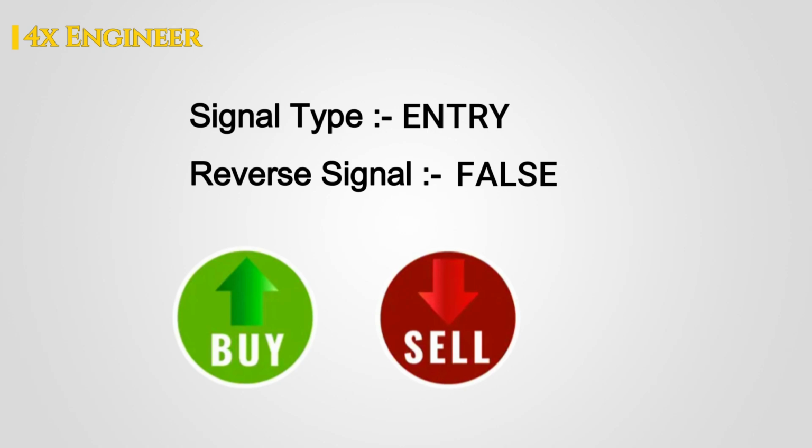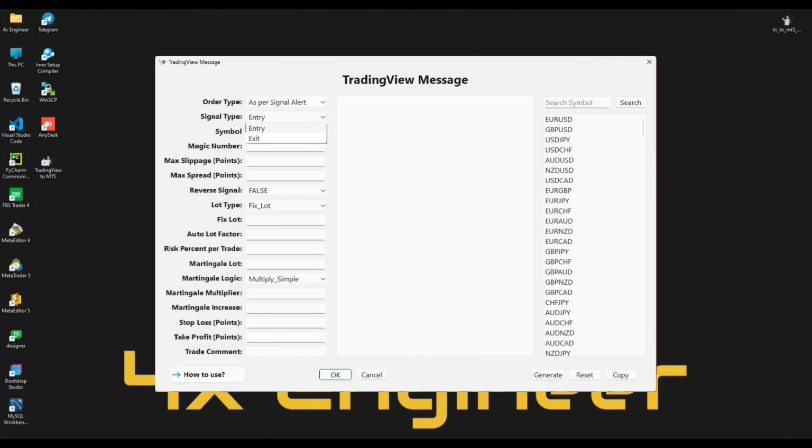So in short, reverse signal true is close old, open new. Reverse signal false, both buy and sell can stay open. Note, in exit mode, reverse signal has no effect. Exit alerts only close trades, they don't open any.